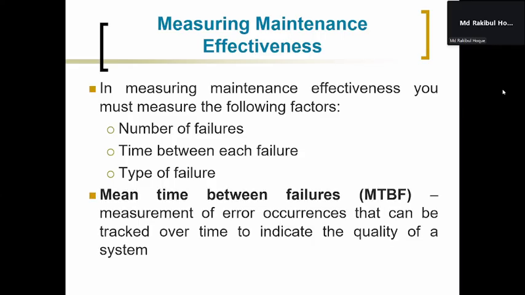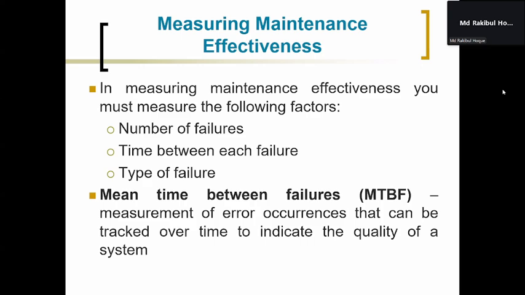So measuring the maintenance effectiveness, actually, how can we measure the maintenance effectiveness? It depends on the number of failures. If the number of failures is high, that means you need more maintenance services. Then the time between each failure, and what types of failure. Sometimes a failure is minor, sometimes it is a major failure. So you need to identify the type of failure.